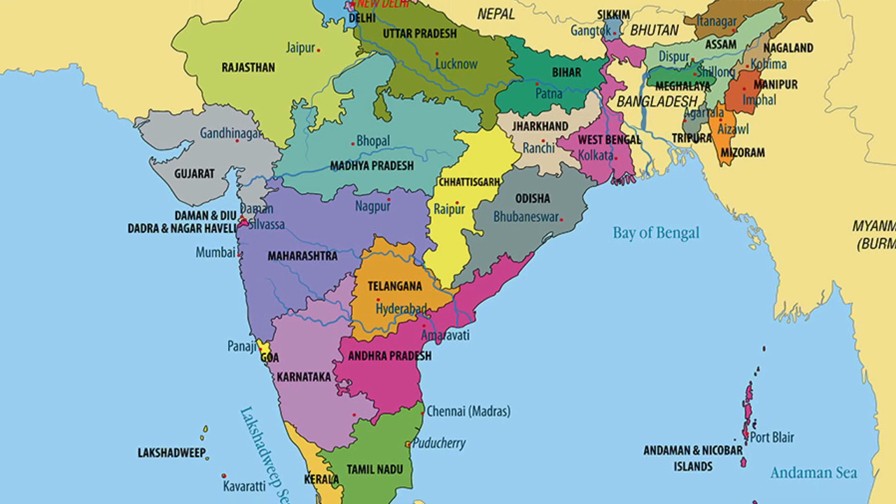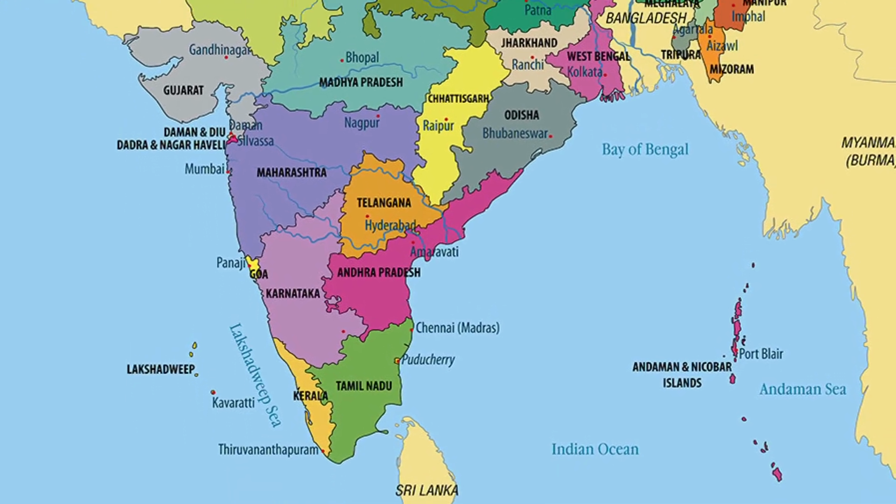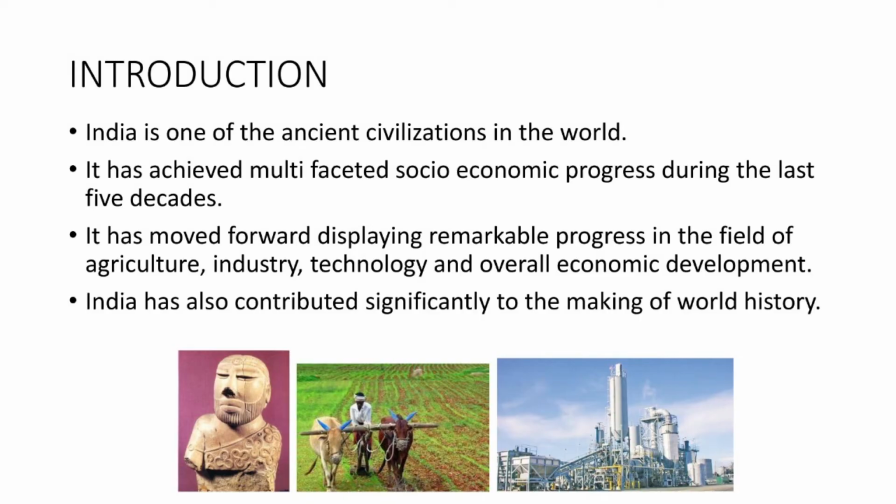Before we go to know more about the location of India, let me tell you first something about the country India. You know children, India is a vast country. And this country has been marked for its ancient civilization. One of the most ancient civilizations in the world, that is none other than our Indus Valley civilization. And it has achieved multifaceted socio-economic progress during the last 5 decades in the field of agriculture, industry, technology and overall in the economic development. Coming to its contribution, India has also contributed significantly to the making of world history, children.